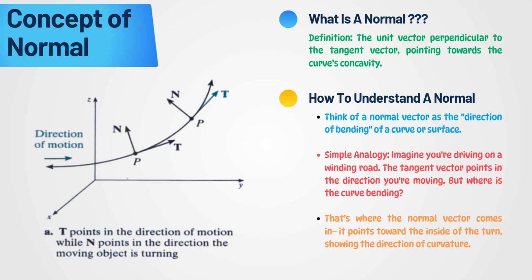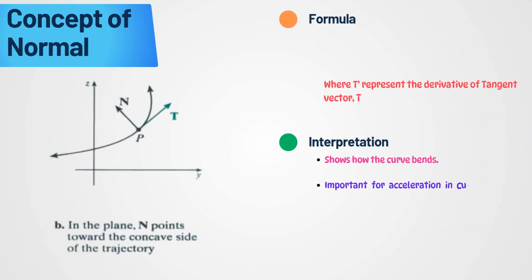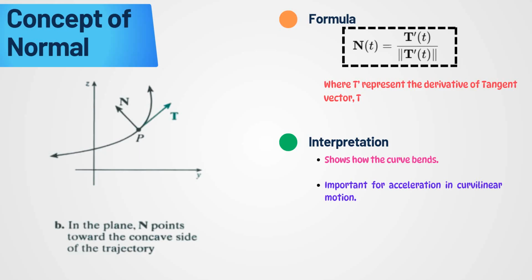Now, observe the illustration provided. T, the tangent vector, points in the direction of motion, and the normal vector points in the direction the object is turning. Let's look at the normal vector formula. N of t equals the derivative of T divided by the magnitude of the derivative of T.